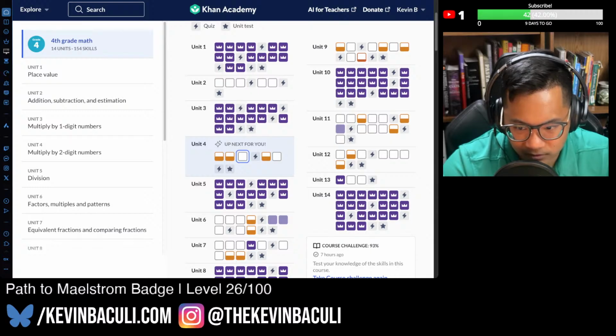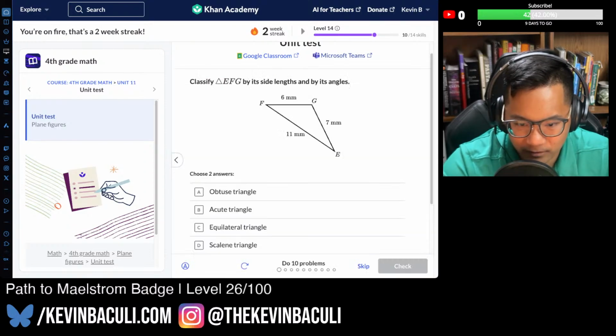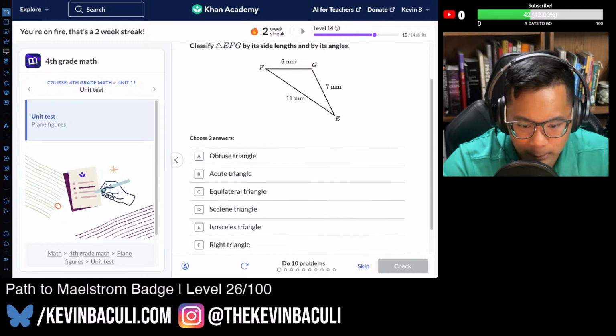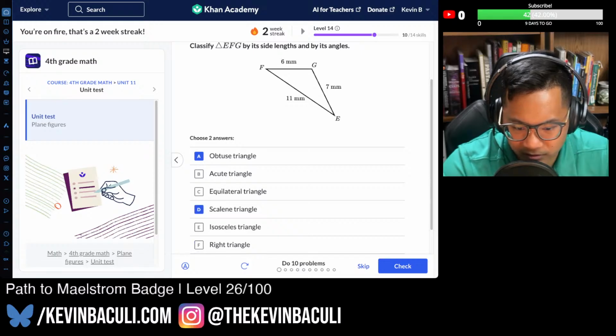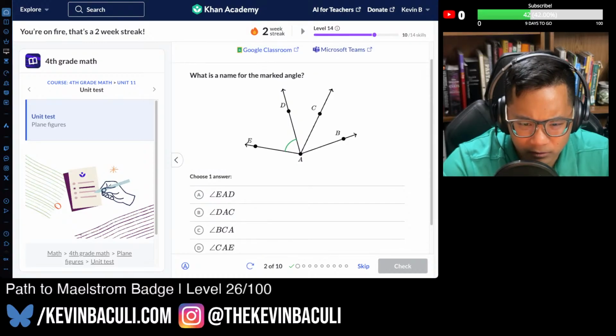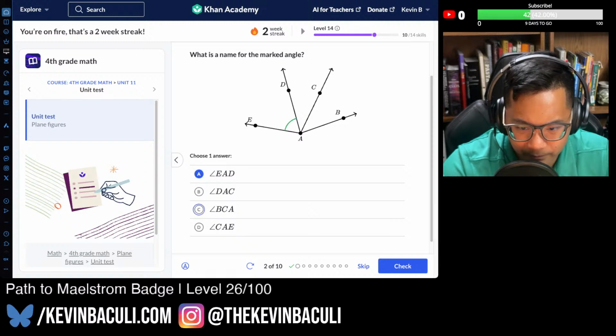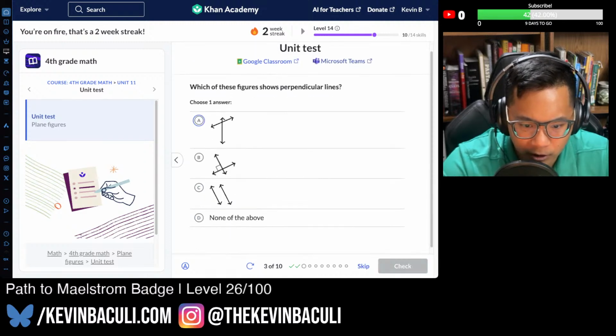Unit 6. Unit 11 looks pretty big. Obtuse. Scalene. What is the name for the marked angle? EAD. Perpendicular.